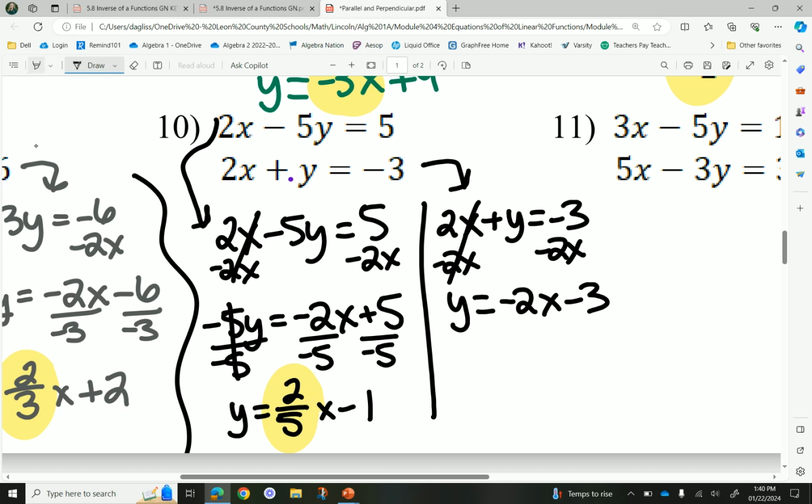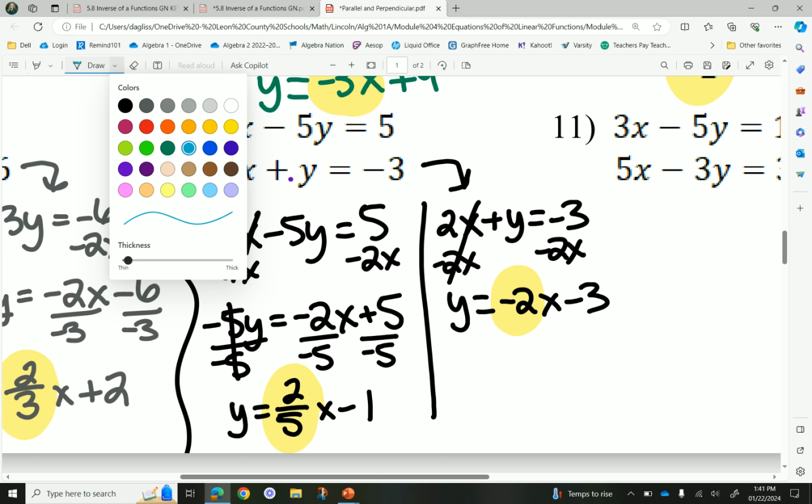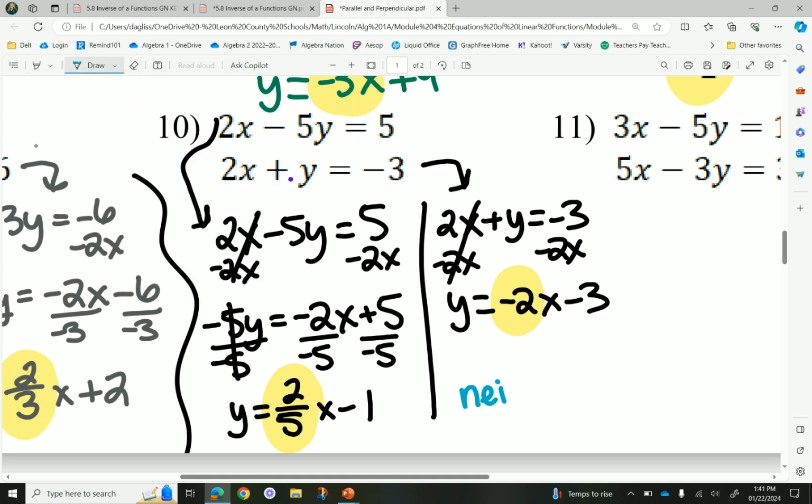My y is by itself. What slope do I have there? I have a negative 2. So I went from positive to negative. Did my fraction also flip? No. So guess what? It's neither. Is that number 10, right? Yes.